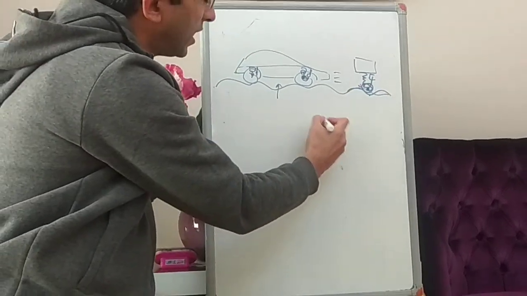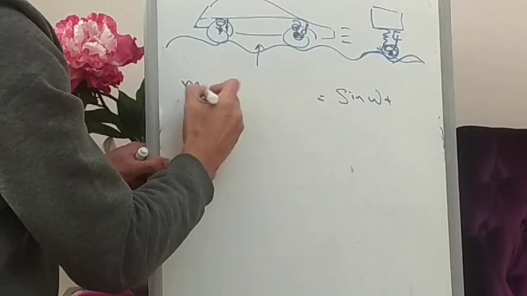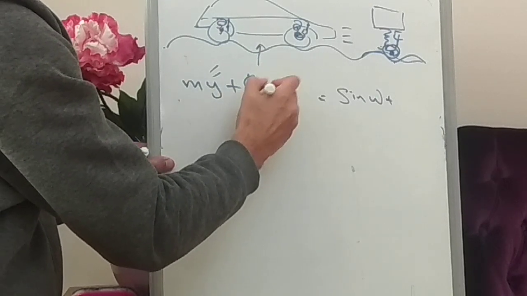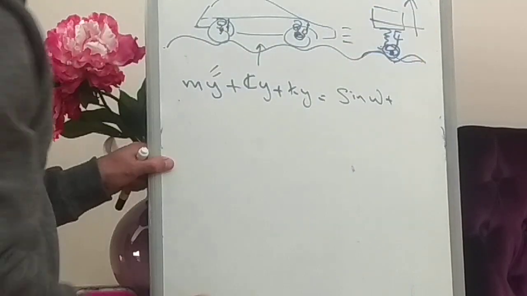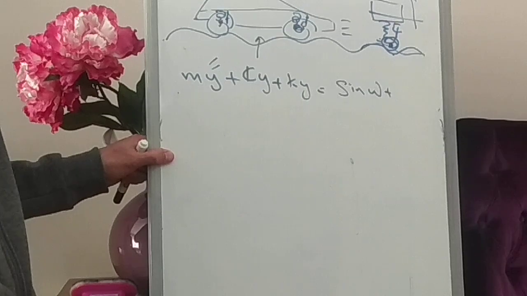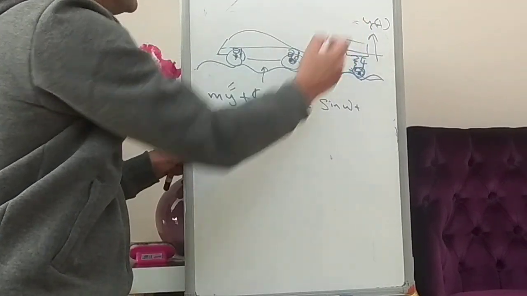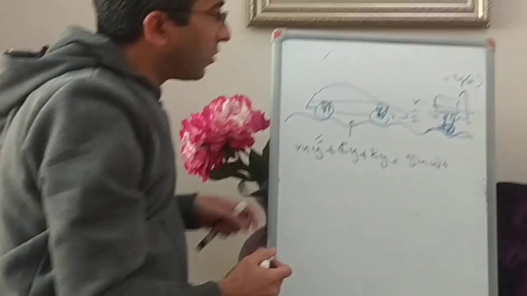So again you have a sinusoidal excitation, and you have m y double prime plus c y prime plus k y. Y is the vertical response, and the engineers need to provide comfort to the people in the car, so this should be minimum, and they have to design their k value and c value accordingly.